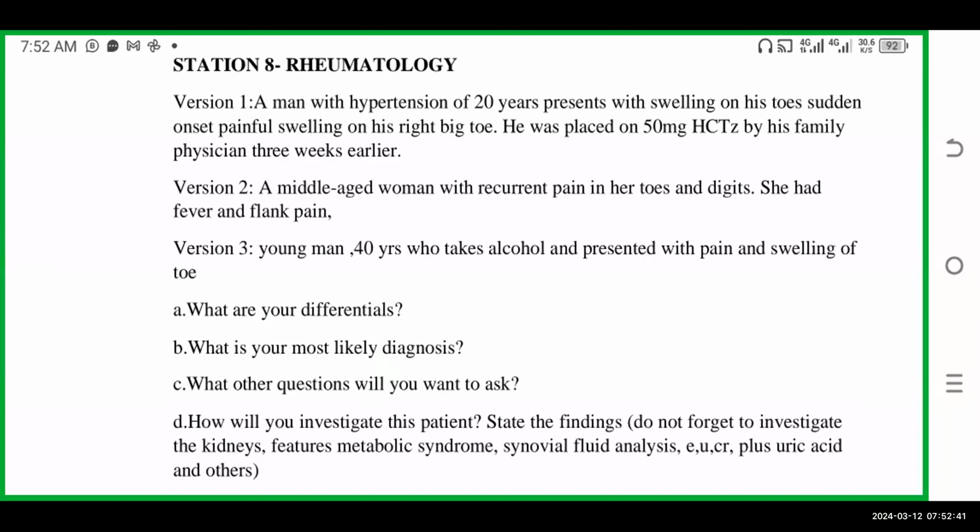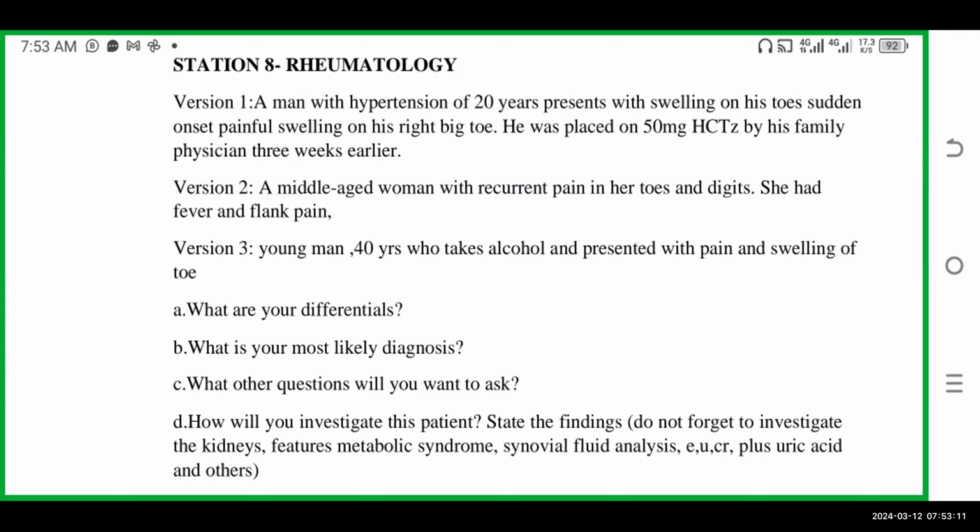In fact, frequently after an alcohol binge, they could have podagra, so pain and swelling of the big toe. So that is the main number 1 differential. For this version 2, we're told middle-aged woman, recurrent pain in her toes and digits. She had fever and flank pain. For this patient, I am not sure that acute attack of gout would be the best differential. She's middle-aged, she had fever and flank pain. Maybe she had some infection.